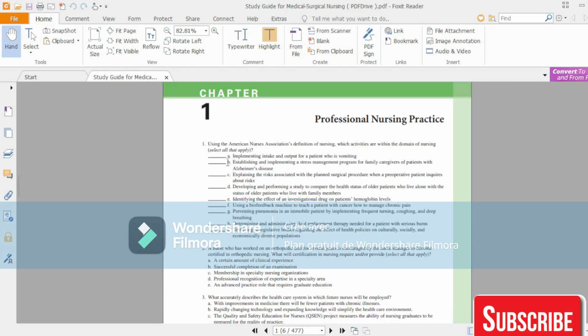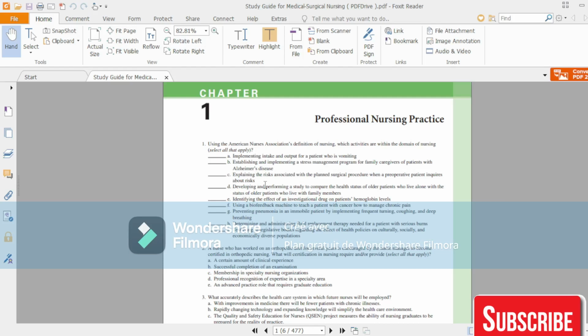question, which is: using the American Nurses Association's definitions of nursing, which activities are within the domain of nursing? You have to select all that apply. A. Implementing intake and output for a patient who is vomiting. B. Establishing and implementing a stress management program for family caregivers of patients with Alzheimer's disease.